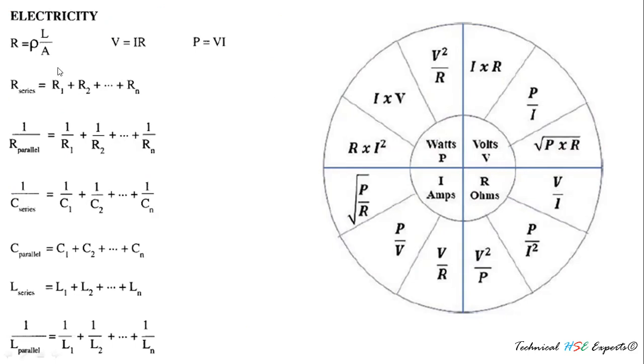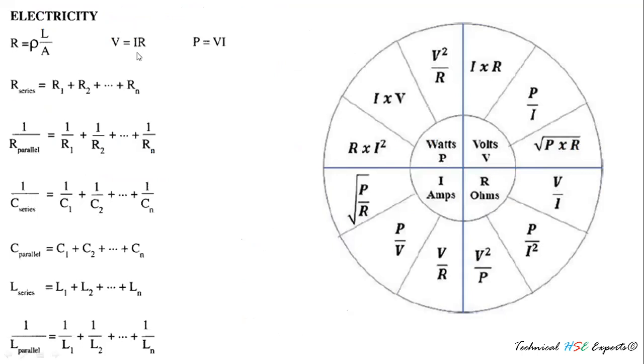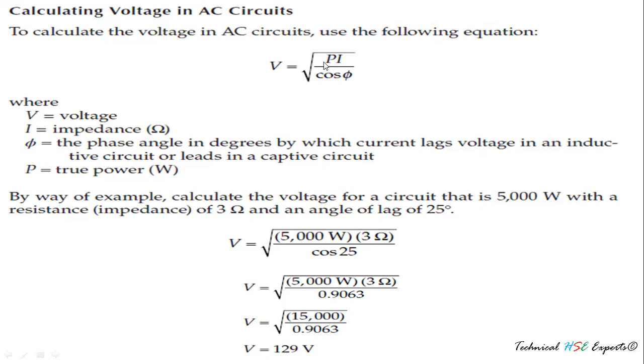The formula provided in the formula sheet is for a DC circuit, and for an AC circuit the calculation differs a little bit. To calculate the voltage of an AC circuit they use this formula, but for a DC circuit we know Ohm's law, V is equal to IR. For an AC circuit it is the square root of power divided by impedance, times cos phi. See the question here.